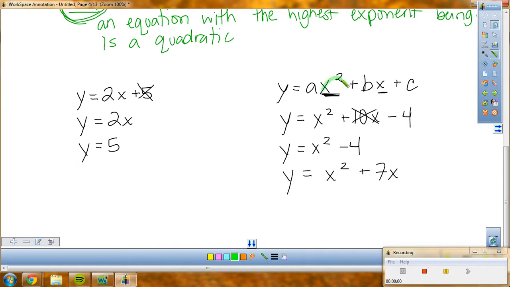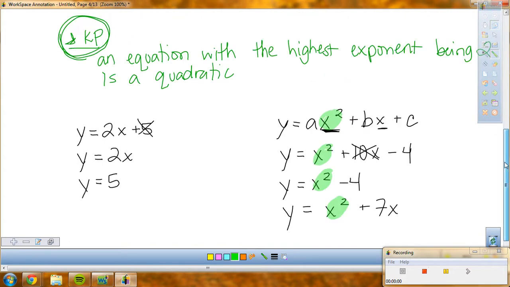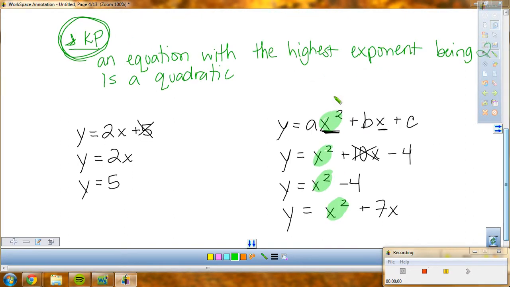So not all of the pieces have to be there all the time, but the important part that makes it a quadratic is the x squared is there. So we have to have our x squareds in order for it to be a quadratic, and that's our key point. When the highest exponent is 2, it is a quadratic. So if we had an x to the third, now it's something else. The highest exponent here is our squared x, and that's what we're looking for.